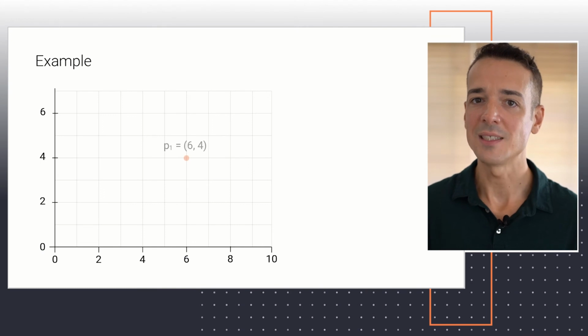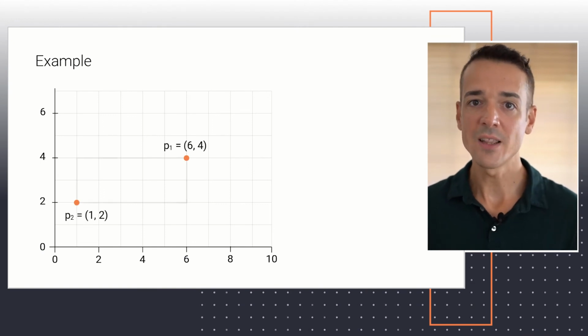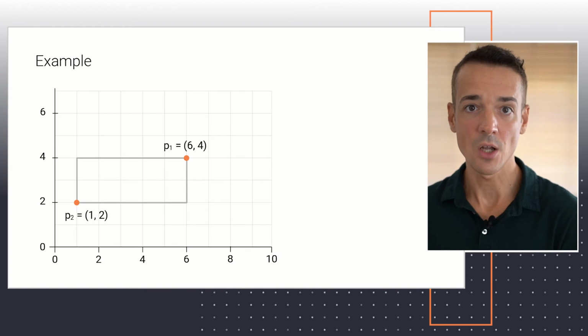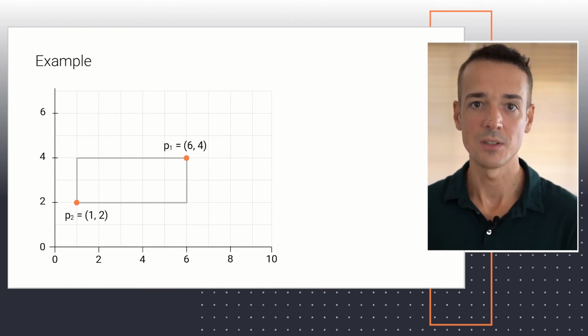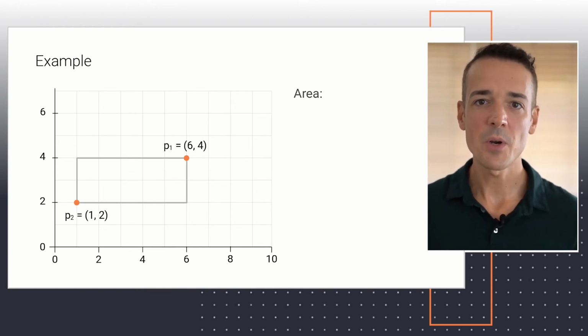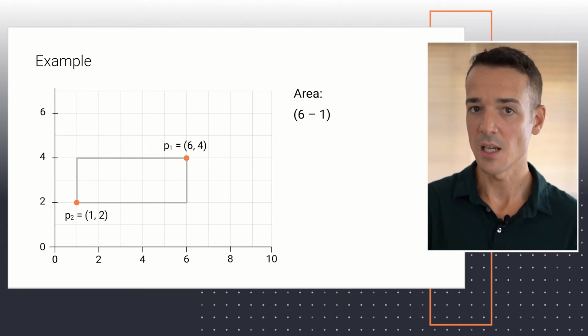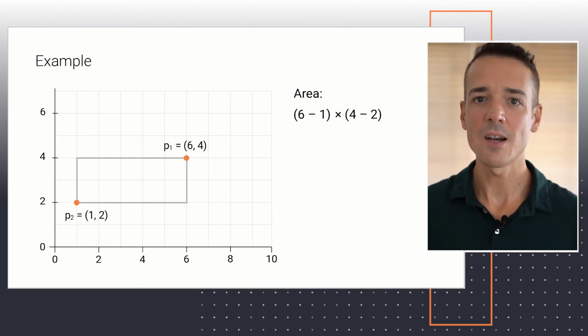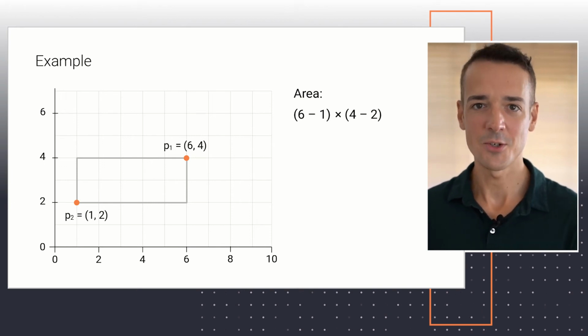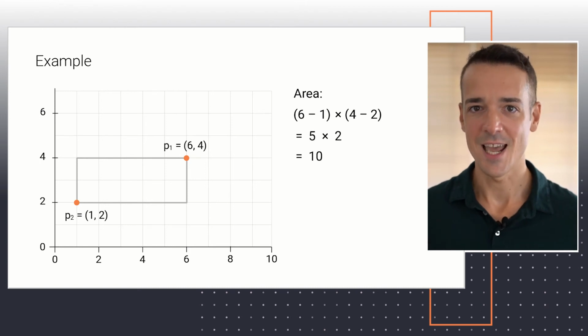Let's look at another example. Suppose you want to design a function that calculates the area of a rectangle given the coordinates of two of its opposite corners in a two-dimensional space. Consider, for example, points 6, 4, and 1, 2, and the rectangle resulting from connecting the horizontal and vertical lines traversing these points, as shown here. You may express the area of this rectangle as the difference between the x-coordinates of these 2 points, 6 minus 1, times the difference between their y-coordinates, 5 minus 2. The final result is 10.